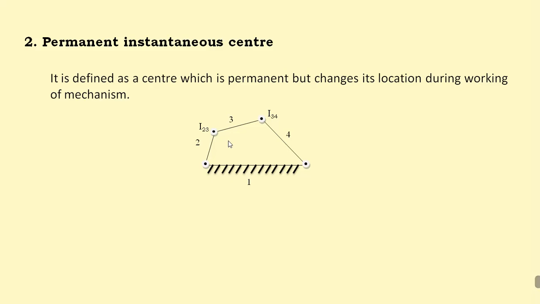So these two, I23 and I34, will change position during the rotation of the crank, that means during the transmission of motion from 2 to 4. That is why these two center points are considered as permanent instantaneous centers, not fixed, but permanent. Permanent, but they change their location. So I23 and I34 are our permanent instantaneous centers here. And next, neither fixed nor permanent instantaneous center.